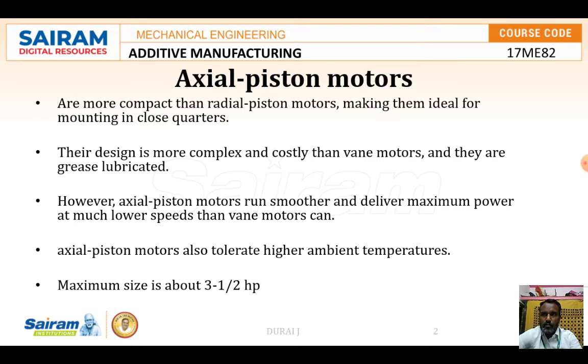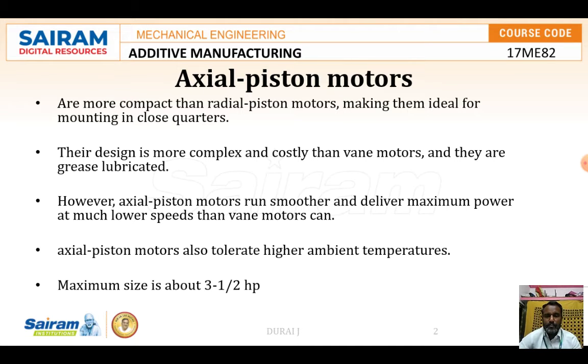This motor is available in both fixed and variable displacement types. It generates torque by pressure acting on the ends of the pistons reciprocating inside the cylinder block. Axial piston motors are more compact than radial piston motors, making them ideal for mounting in close quarters. They are more complex and costly than vane motors, and they use grease lubrication.